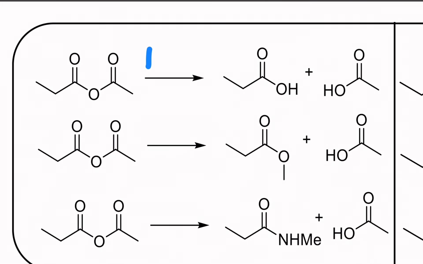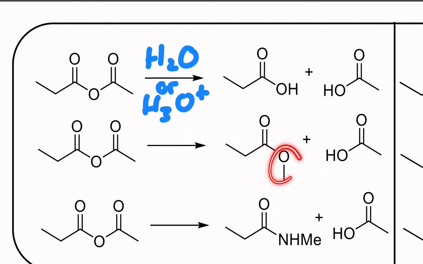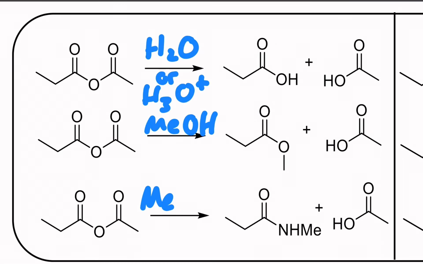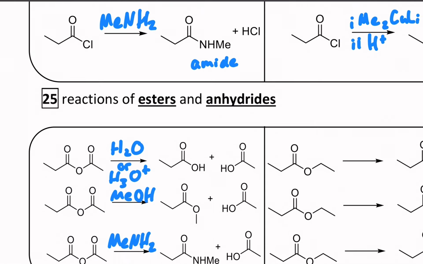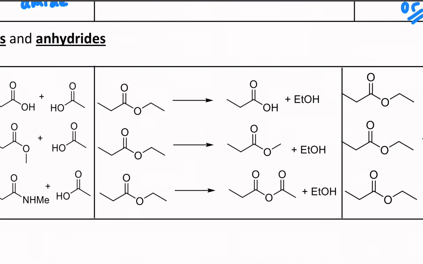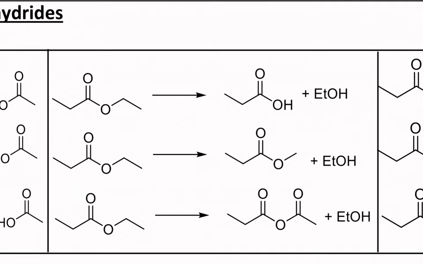The first one is hydrolysis with water, or H3O+. The second one is an alcohol, specifically methanol for this example. And the third one is methylamine, so it's an exact mirror of what we have up above. It's just a repeat of what we have up above. In fact, right next to it is also more of this. Now we're into ester territory.